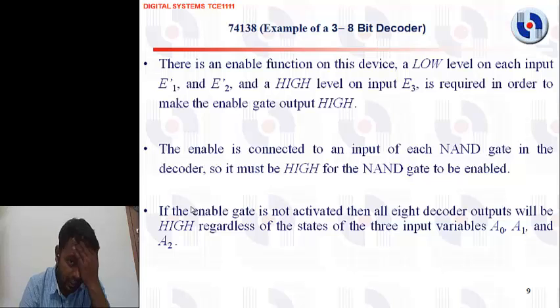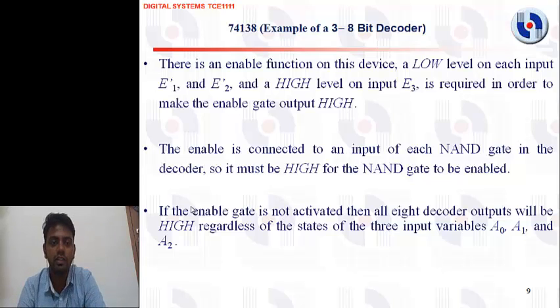E1 dash, E2 dash and E3 are used to enable the gates. So if we want to disable or enable, we can control our decoder by these 3 inputs. If the enable gate is not activated, then all 8 decoder outputs will be high regardless of the states of the 3 input variables A0, A1 and A2.